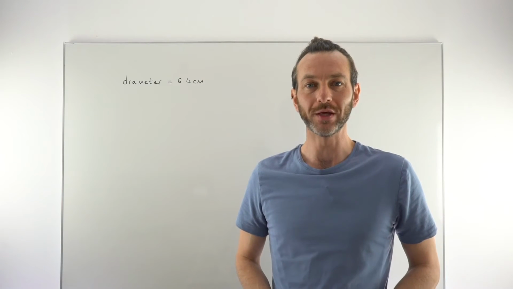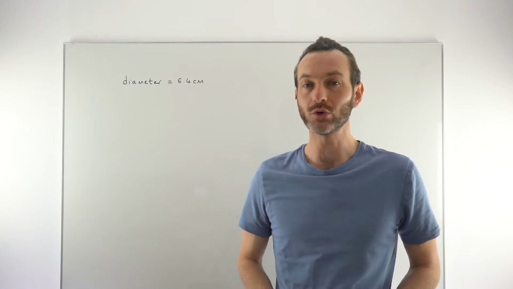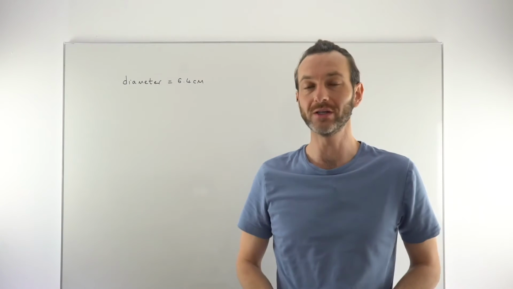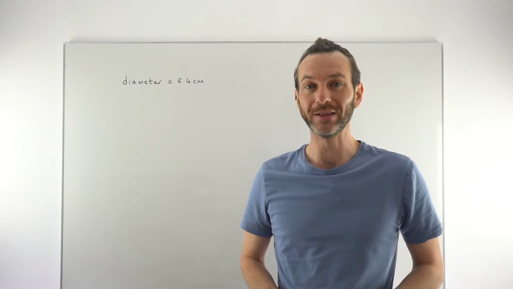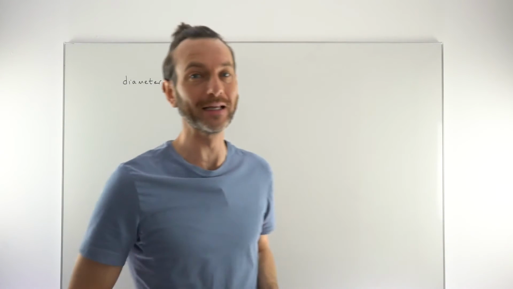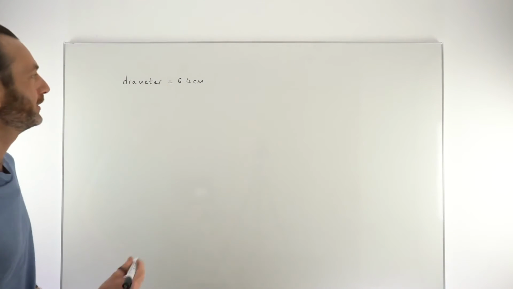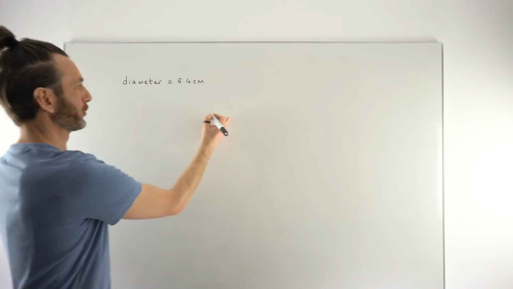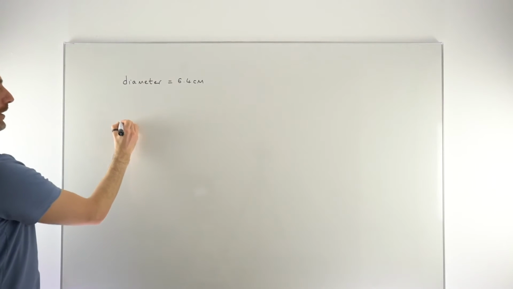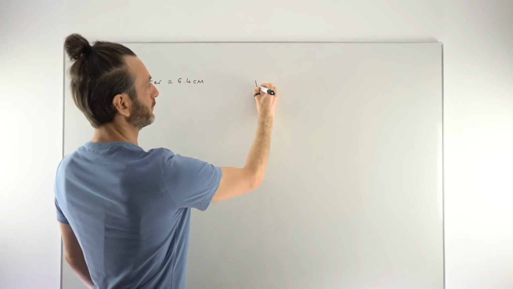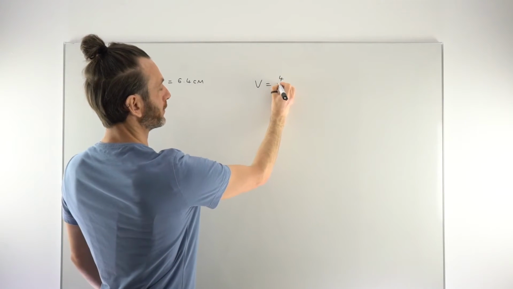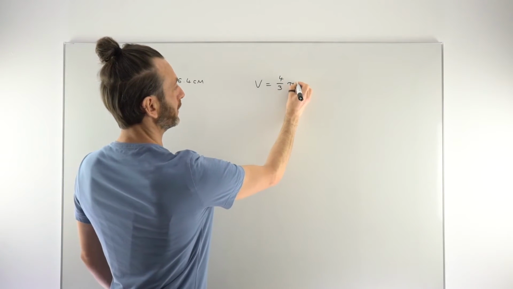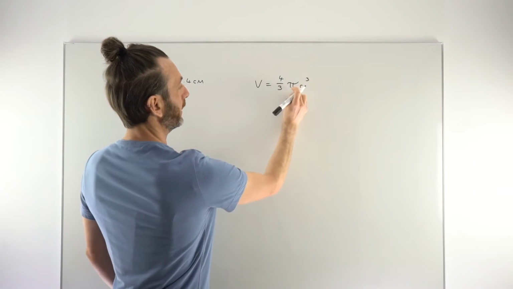In this question, we've been asked to work out the volume of a sphere, which has got a diameter of 6.4 centimeters. Nothing else really given in the question. I mean, could not be an easier example of a volume question. The volume formula for a sphere is on the formula sheet. I'm just going to do the work in here. So the volume formula is 4/3 pi r cubed. And that's pretty much it.